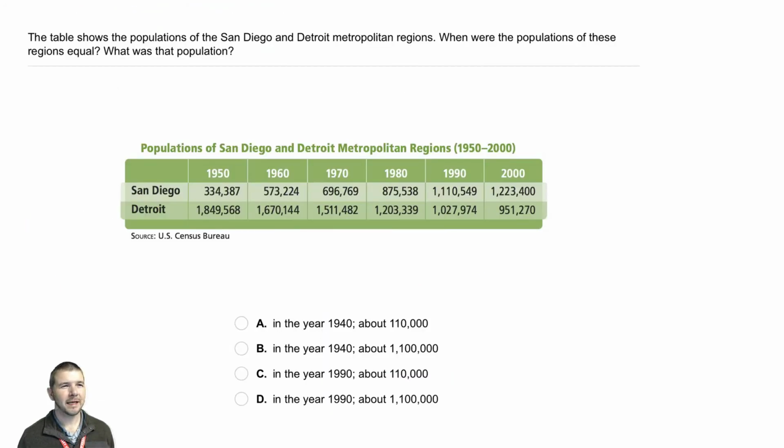Your turn. The table shows the populations of the San Diego and Detroit metropolitan regions. When were the populations of these regions equal? What was that population? And here we have to assume this population growth is linear, at least for the purposes of this problem.